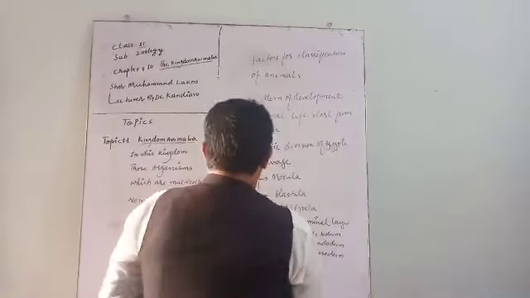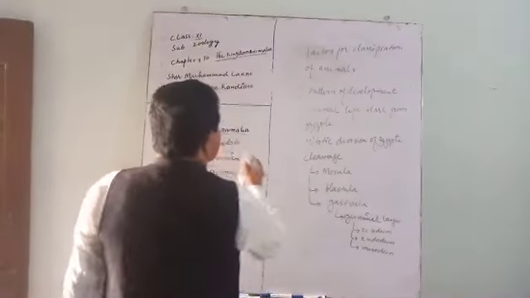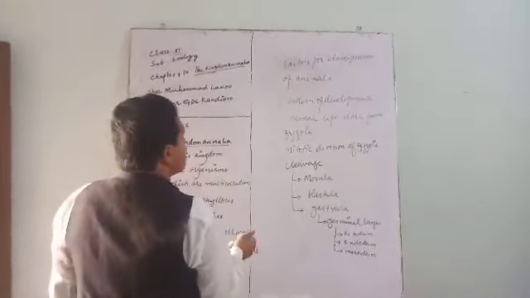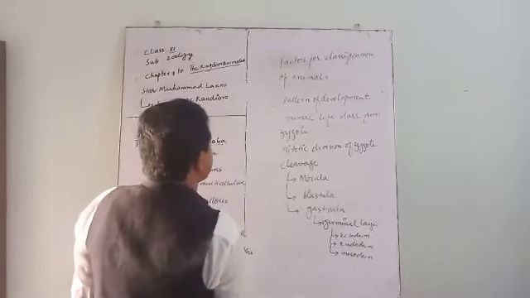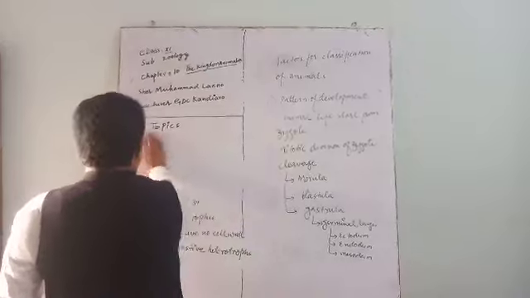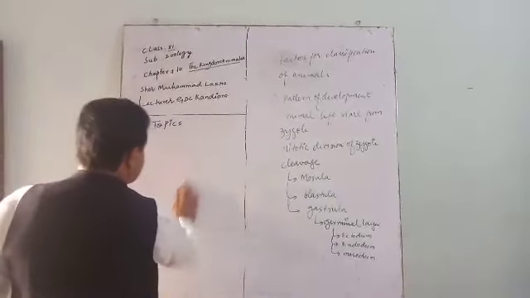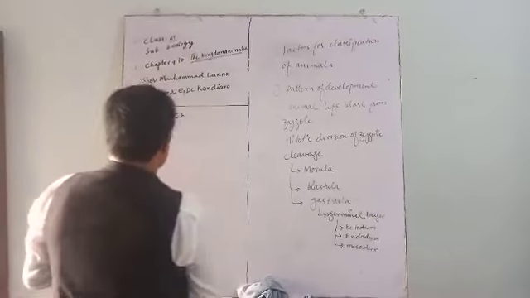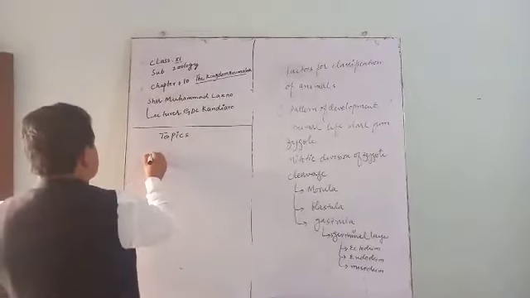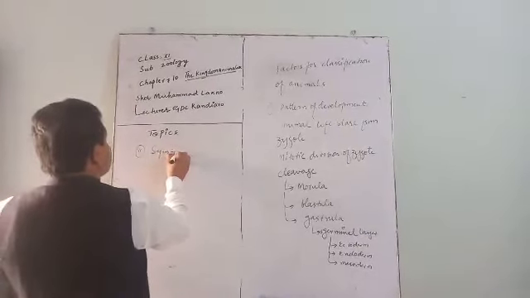Then we have another factor which is called symmetry. Another factor for classification of living organisms is symmetry. Number two is symmetry. Now, what is symmetry?